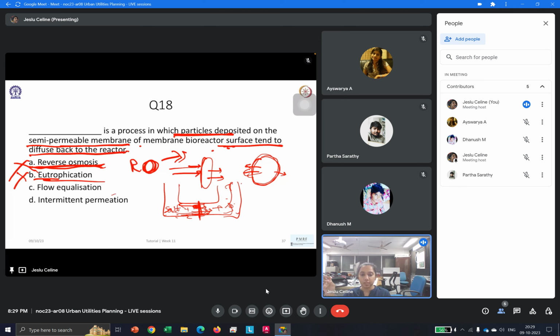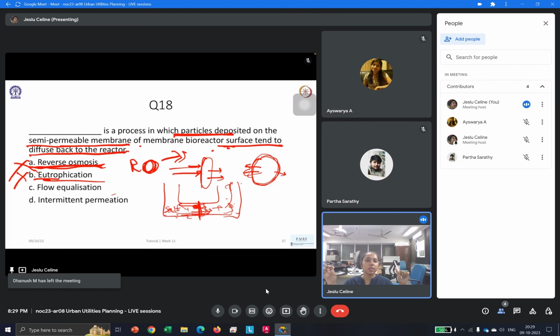Then your flow equalization. Flow equalization also came up in one of the previous questions I showed you. What it essentially does is, before designing the sewage treatment plant, we check whether the capacity of the treatment plant is adequate to cater to the treatment processes that are involved, or the volume. So you do a flow equalization. Whatever effluent flow is coming, is the volume of the treatment plant adequate?